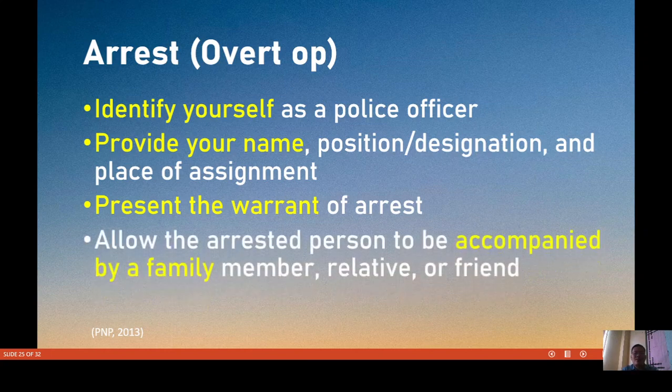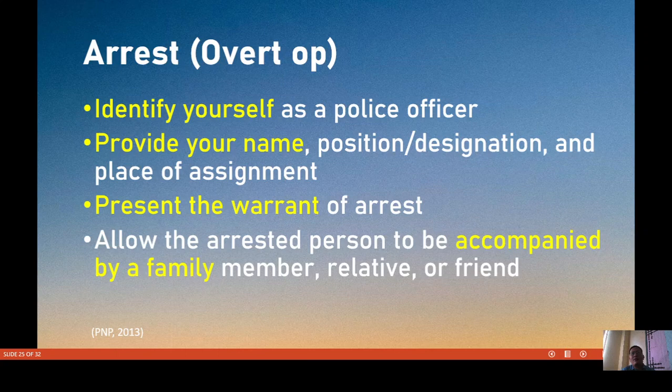Next, allow the arrested person to be accompanied by a family member, relative, or friend if they request it. It depends on your discretion because in some circumstances you may not allow the person to be accompanied by any other person because it might be a security threat against you. So it all depends on the circumstances.